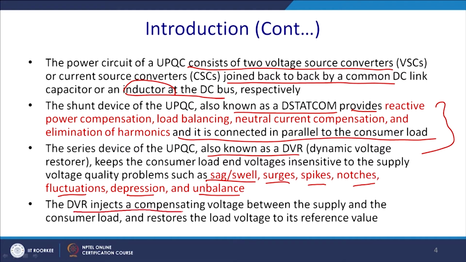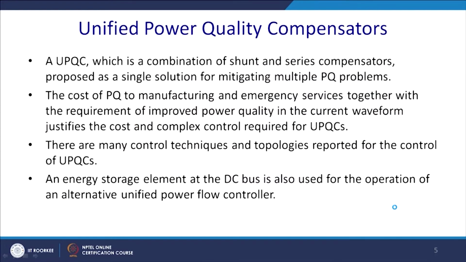DVR injects a compensating voltage between the supply and the consumer load and restores the load voltage to its interface level. A UPQC, essentially a combination of the shunt and the series compensator, proposes a single solution for mitigating the multiple PQ problems. We have seen the problem arises from the current part, and the problem arises from the voltage part; both it can mitigate.